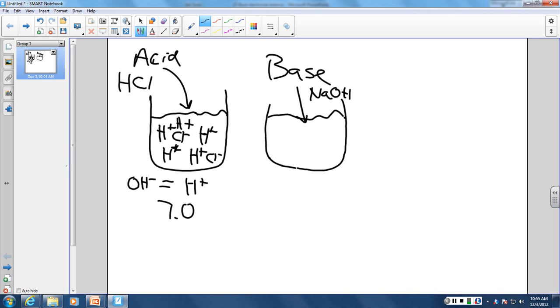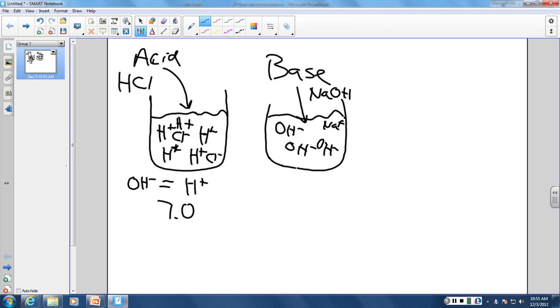That's what they have in perms that you put in your hair. That's why it's called a base. So sodium hydroxide, when it's dissolved in water, is going to release hydroxide ions. It's going to be sodiums too, but sodiums don't contribute to the pH. Okay, so this buildup of hydroxides tells you that this solution must be basic.